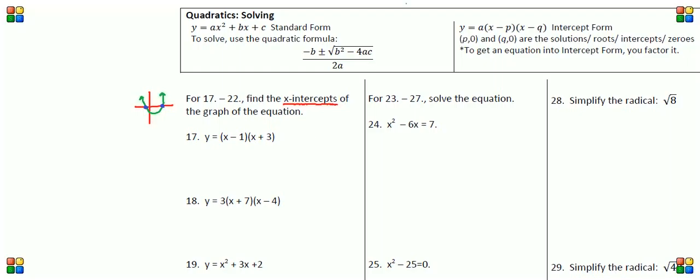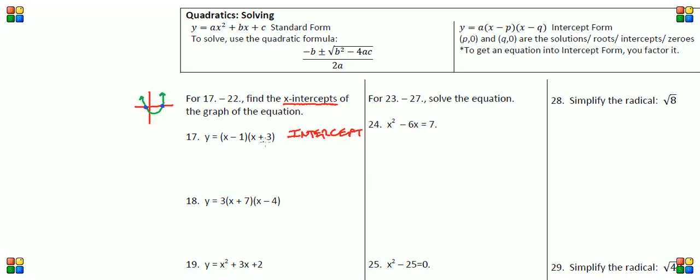All right, so let's go ahead and look at number 17. Our equation is y equals x minus 1 times x plus 3. Well, this is a factored quadratic, and we call this intercept form. We call it intercept form because it actually tells us what the x-intercepts are.